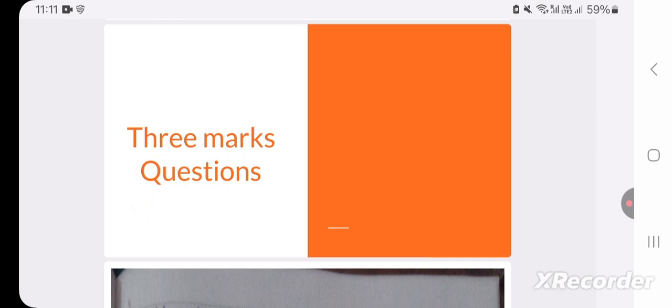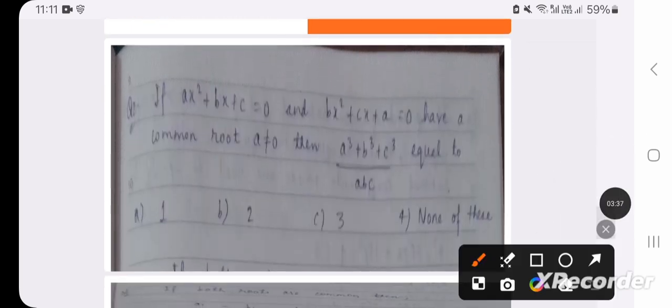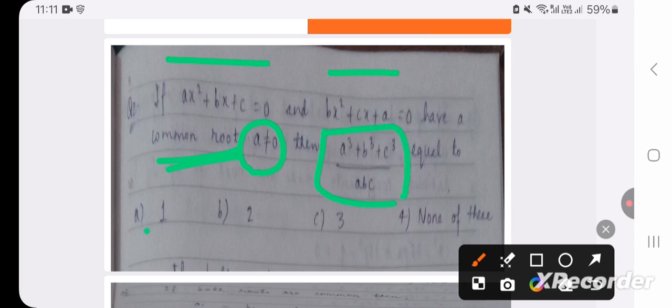Now another question. This is question number 2. In this question it is given, if ax square plus bx plus c is equal to 0 and bx square plus cx plus a is equal to 0 have a common root, where a is not equal to 0, then a cube plus b cube plus c cube upon abc, this expression will be equal to, there are 4 options: 1, 2, 3, or none of these. So let's see the solution.